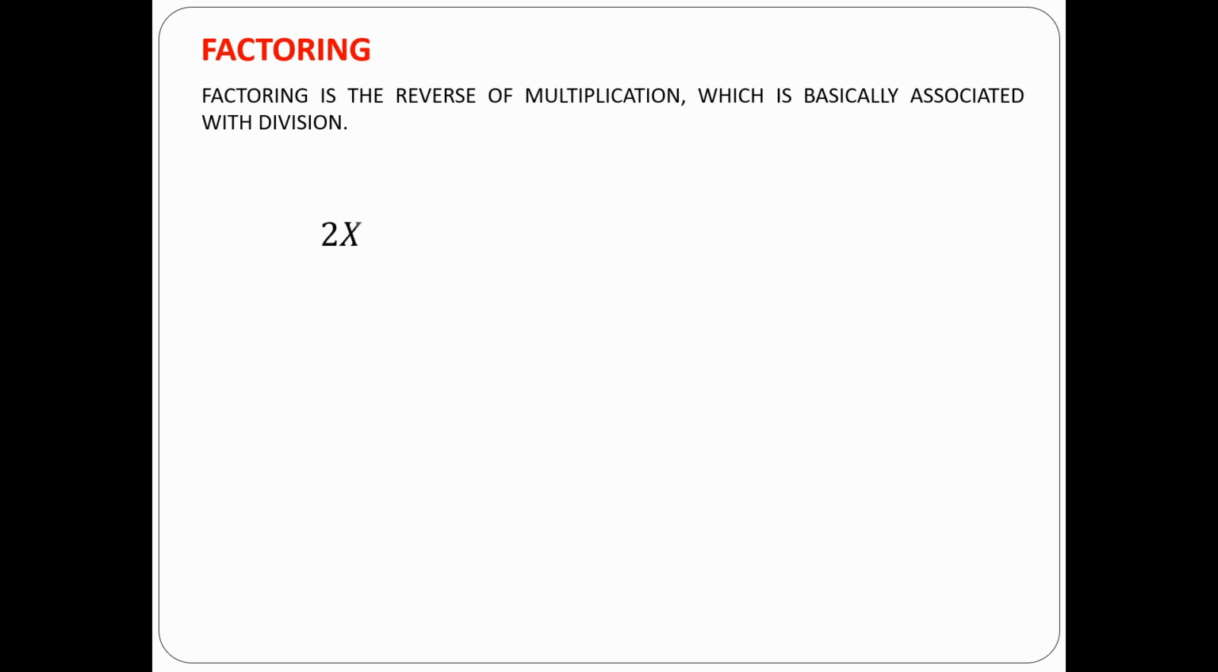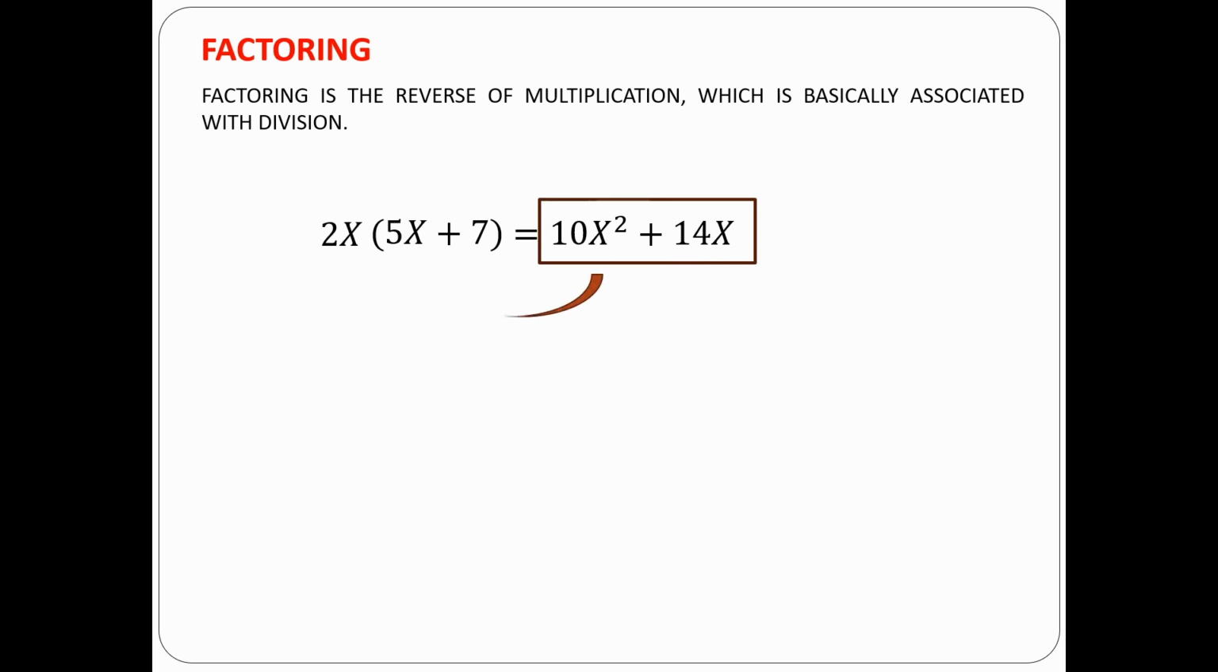Let's say we multiply a monomial with a binomial. So we got 10x squared plus 14x. Now in factoring, the reverse process will be applied, which means that this expression will be simplified to return to these expressions. Now let's work on some examples.